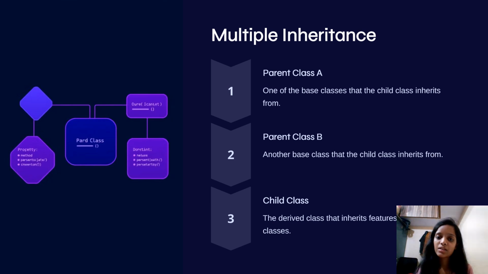Multiple inheritance. Parent class A: one of the base classes that the child class inherits from. Child class: the derived class that inherits features from both parent classes. Here, more than one parents are involved. Parent class B: the other base class that the child class inherits from.